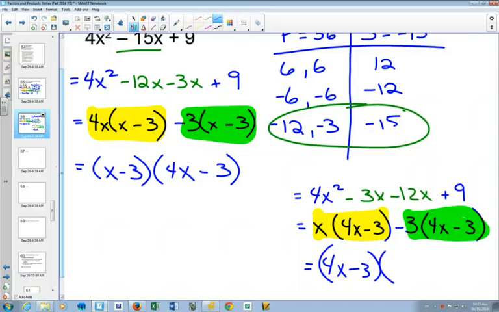And if I pull a 4x minus 3 out of the yellow, I'd be left with an x. And if I pull a 4x minus 3 out of the green, I'd be left with a minus 3. And the answers are identical, just the order is different. But 5 times 3 is the same as 3 times 5, so that doesn't matter.